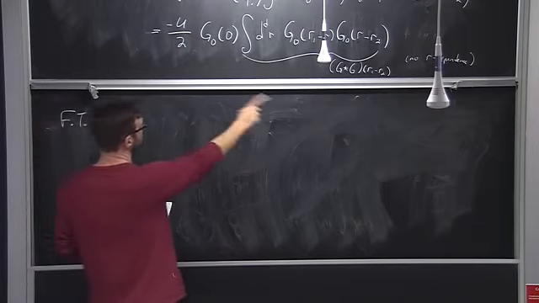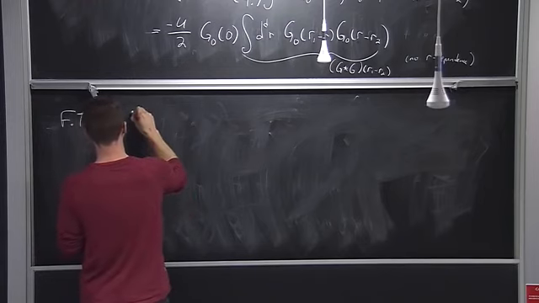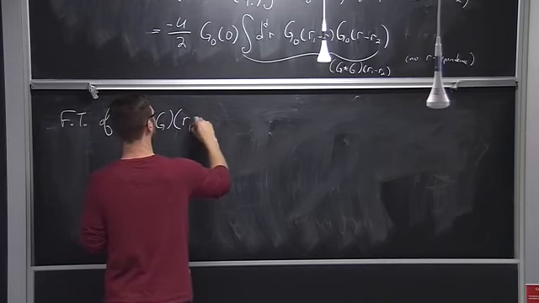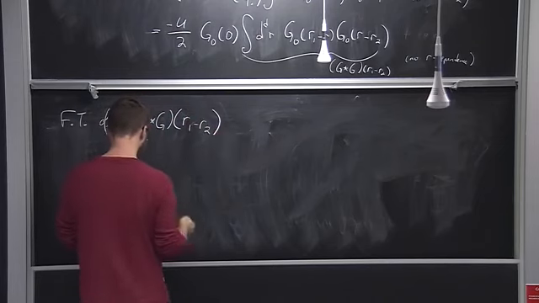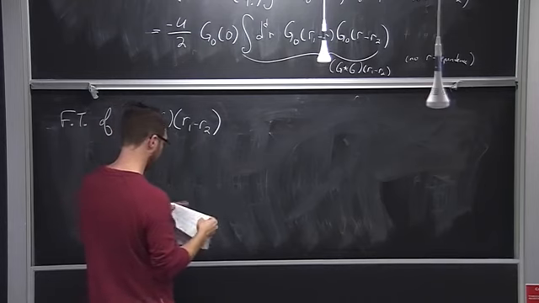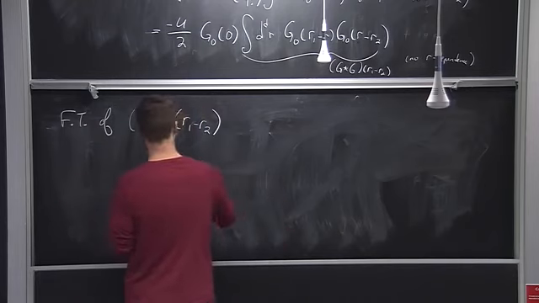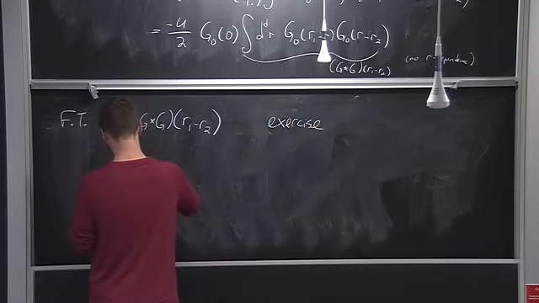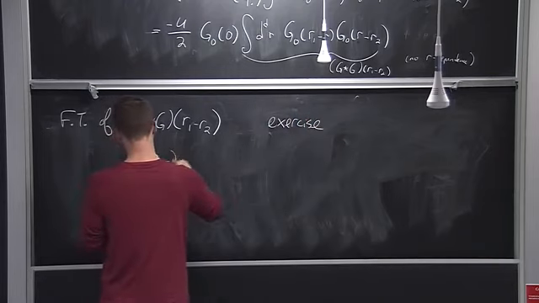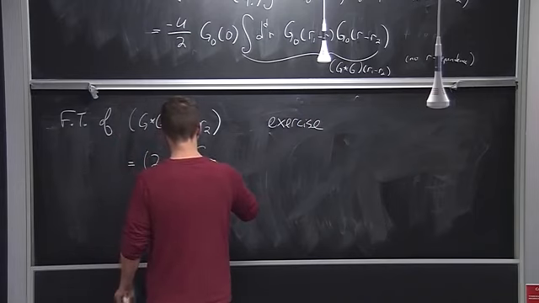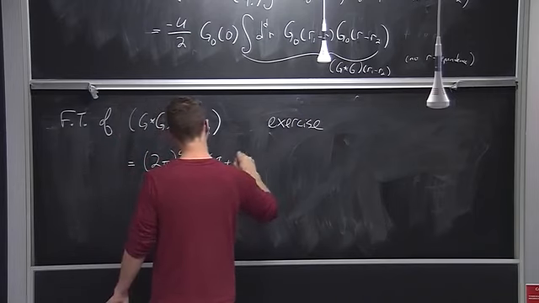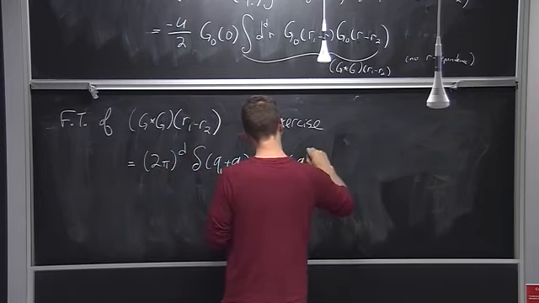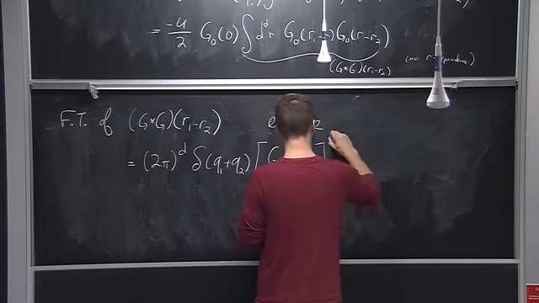So if I do a Fourier transform of that thing, which in my shorthand notation is G star G, with functional dependence R1 minus R2, you will get, as an exercise, a delta function for Q1 plus Q2 in momentum space, and for one of the Q's, one of the momentum squared.